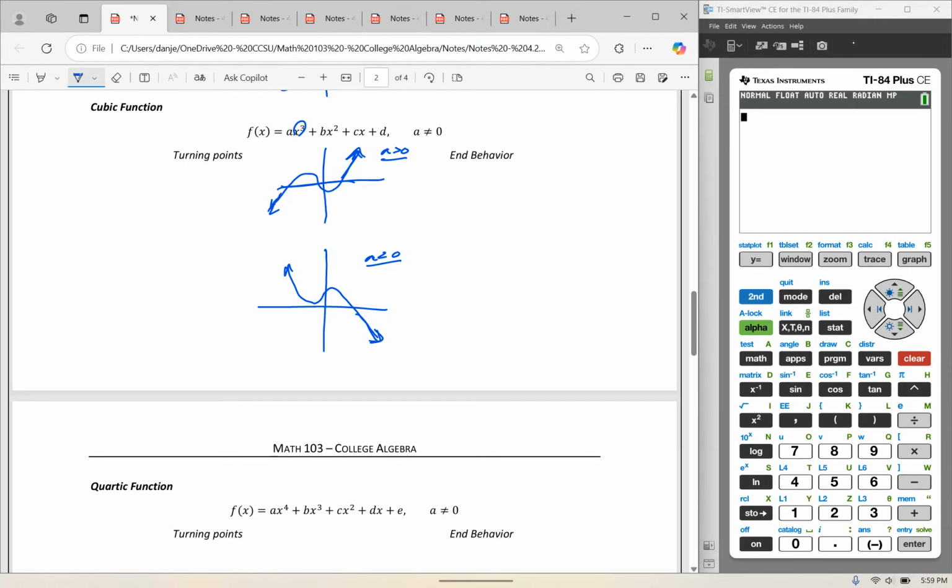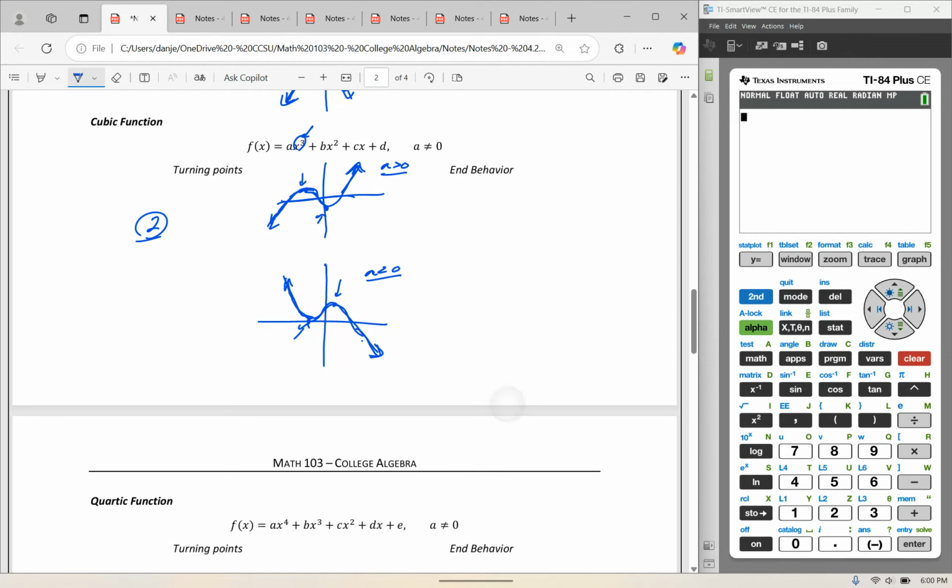This graph is going to start by coming up. Here's a turning point where the graph stops increasing, starts decreasing, and another turning point here. So there's 1, 2 turning points. If I am looking when a is negative, the graph is decreasing, it stops decreasing. So here is a turning point. It increases again, so there is another turning point. A cubic function, third degree, 2 turning points.